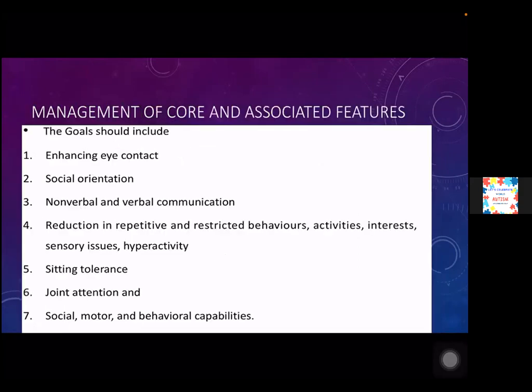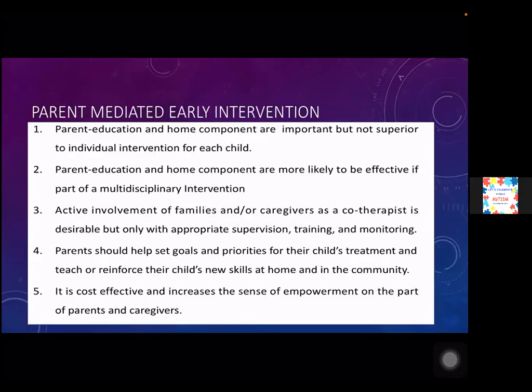So, to manage the core and the associated features, the goals should include enhancing eye contact, increased social orientation, improvement of non-verbal and verbal communication, reduction in repetitive and restricted behaviors, activities, interests, sensory issues, and hyperactivity, improving sitting tolerance, improving joint attention, and improving social, motor, and behavioral capabilities.